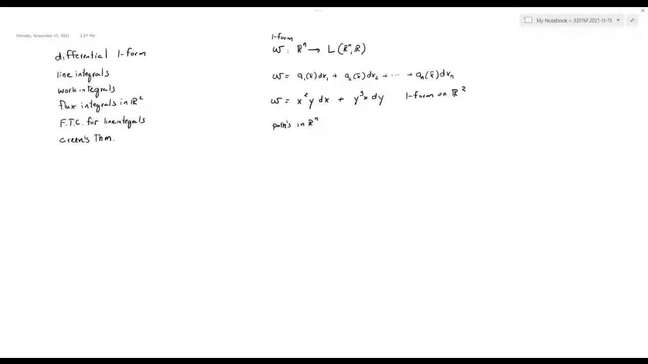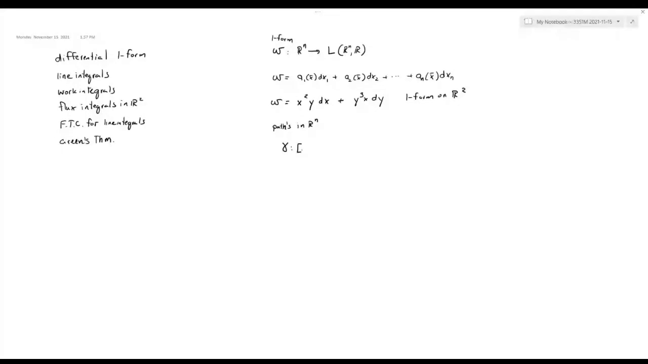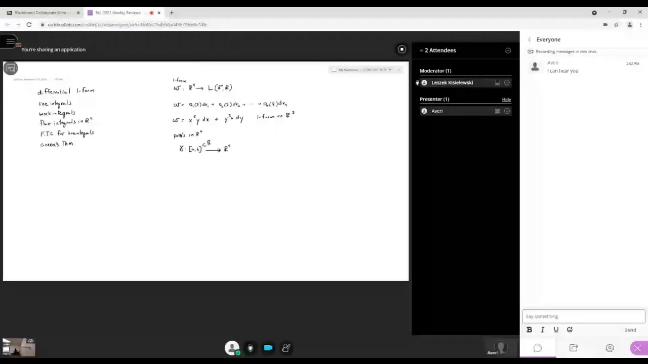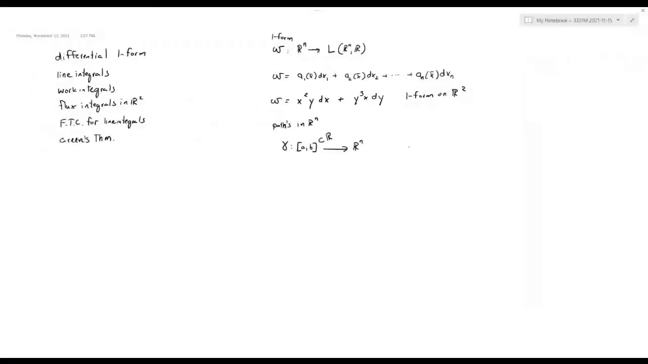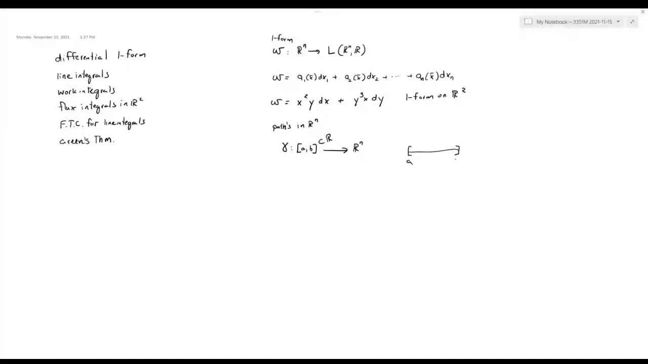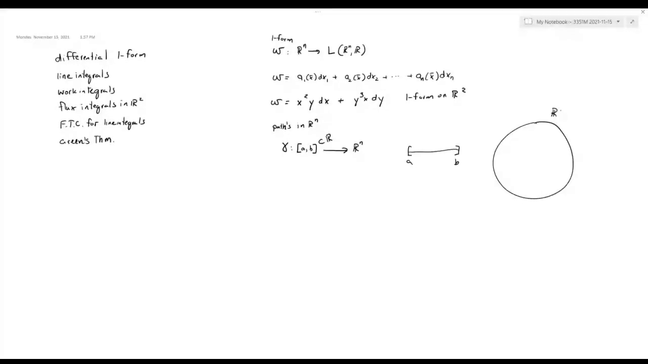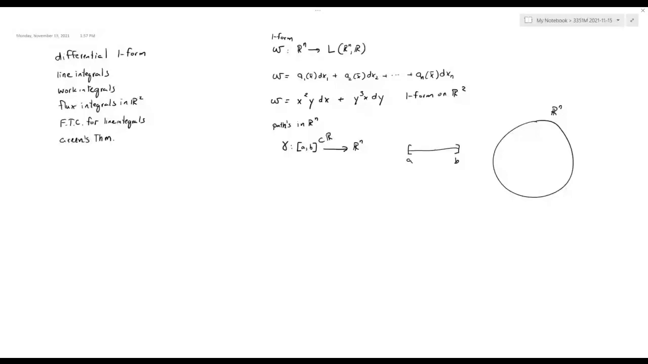So we can define a path as being some function from an interval of the real number line into Rn. We're going to also assume it's a smooth curve. So you can imagine that we have this interval from A to B, and then we have n-dimensional Euclidean space.